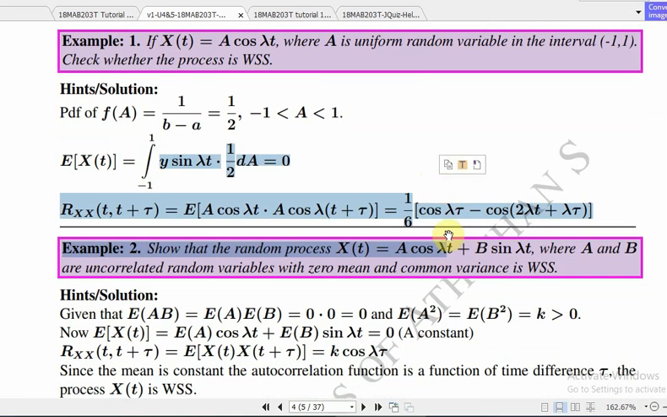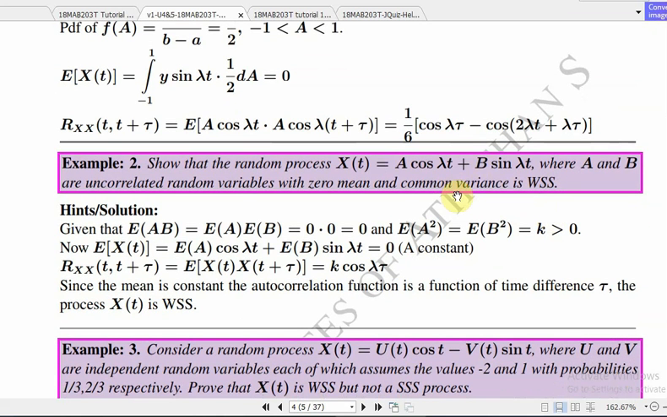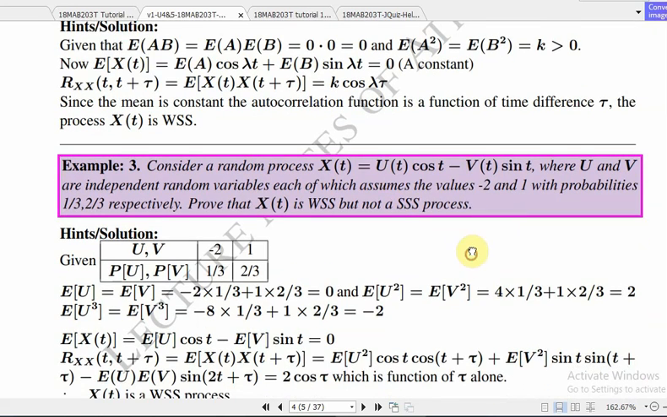In the second case, you need to prove it is a WSS process. This question also we have discussed in the class. E of x of t is 0, a constant, and also Rxx of tau is k cos lambda tau, so that depends only on tau. So this is a WSS process. Same way here you can see it.